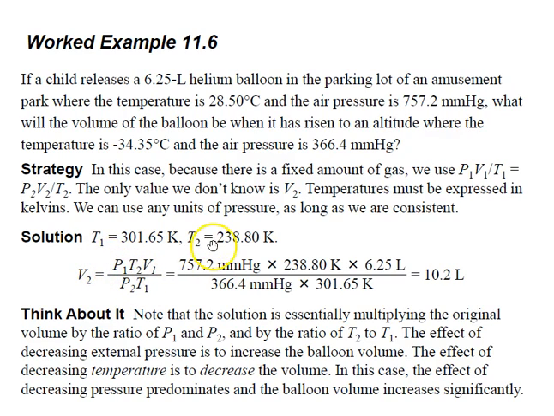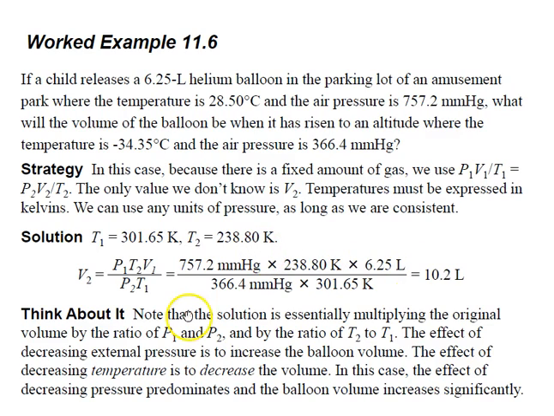So plugging in our initial pressure, we have 757.2 millimeters mercury. The temperature in Kelvin is 238.8, and that's the final temperature. Our volume initially is 6.25 liters. The final pressure is 366.4 millimeters mercury, and our initial temperature is 301.65.